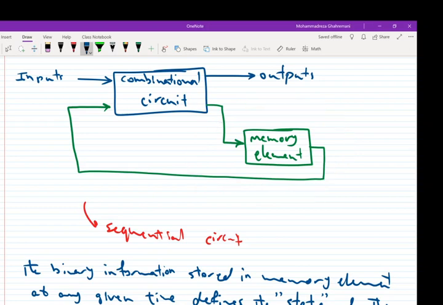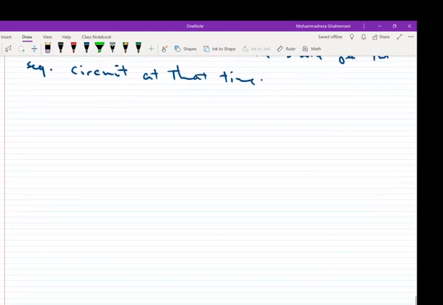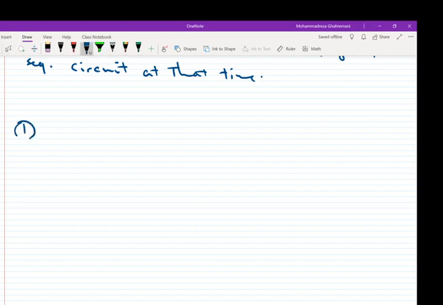So before talking about this memory element, let's see how many type of sequential circuits we do have. There are two main types of sequential circuits. So two types of sequential circuits. The first one is called asynchronous sequential circuits.